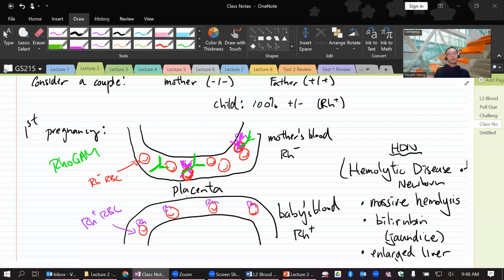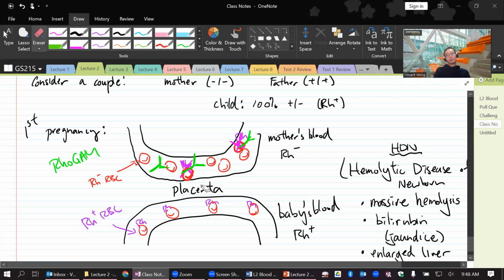Without going into too much detail, you should know that there are different kinds of antibodies. Some are really big, some are really small. So they purposely make these RhoGAM artificial antibodies really, really big, so big that they are not going to be able to cross the placenta. They will remain within the mother's blood and not harm the baby at all.